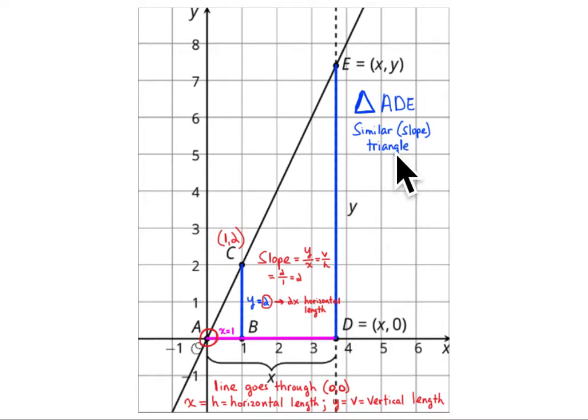So this is a similar triangle. It has the same slope. We've gone over why these triangles are similar. You can just translate this triangle. Actually, it sits right on top of this angle, and they both have 90-degree angles. So those triangles are similar. They have the same slope. So the slope of this larger triangle, triangle ADE, is y over x.